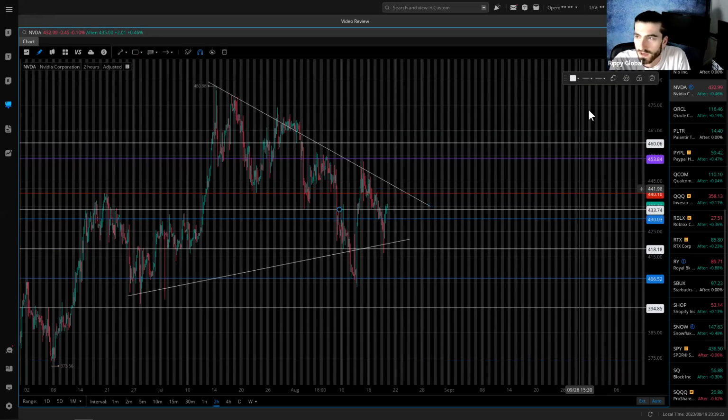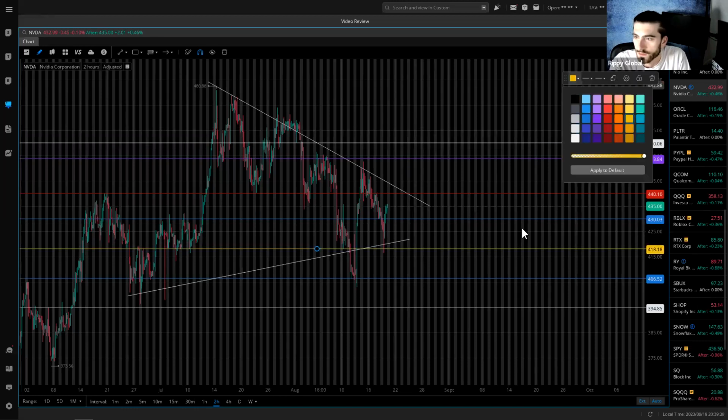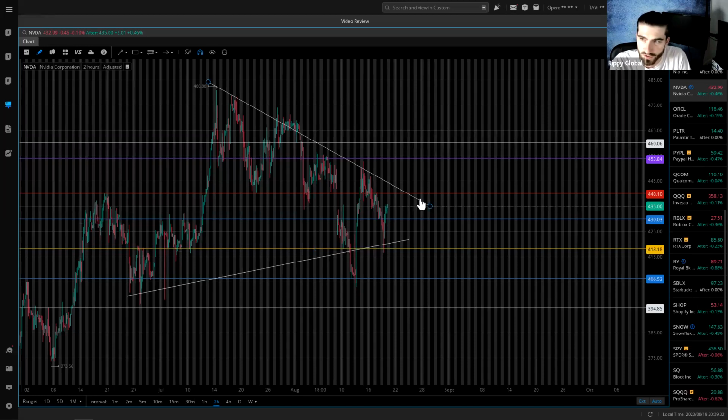If we break $430 a share on the downside, we should fill the gap to this, let's make this yellow, $418 a share. NVIDIA is very picky right now. It goes one way, shoots back the other. It goes upside, drops right back down.